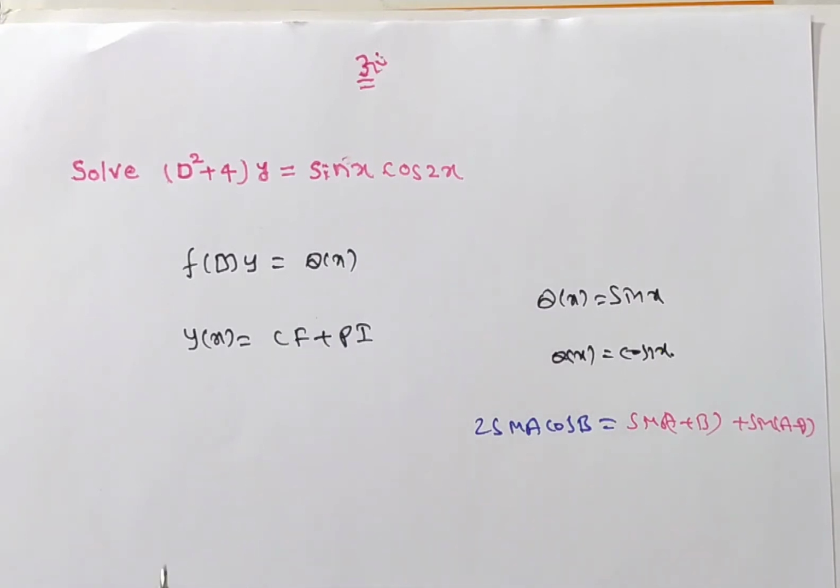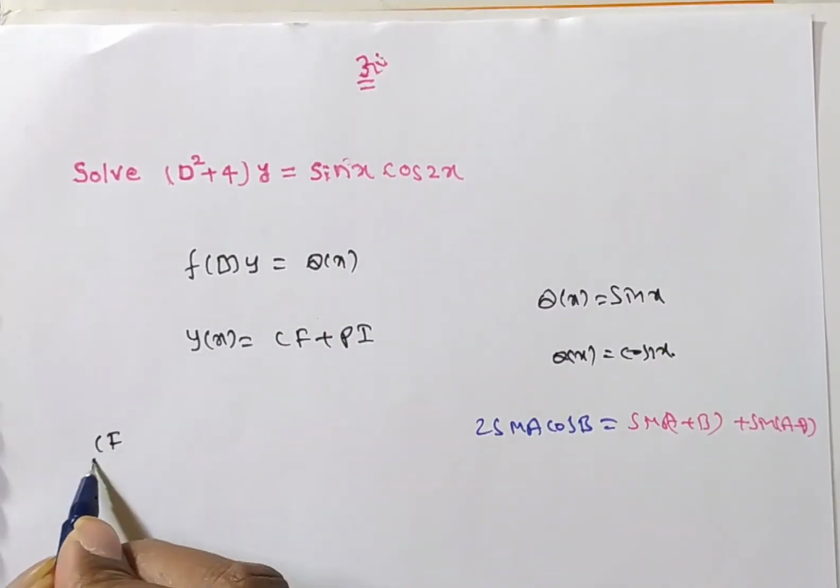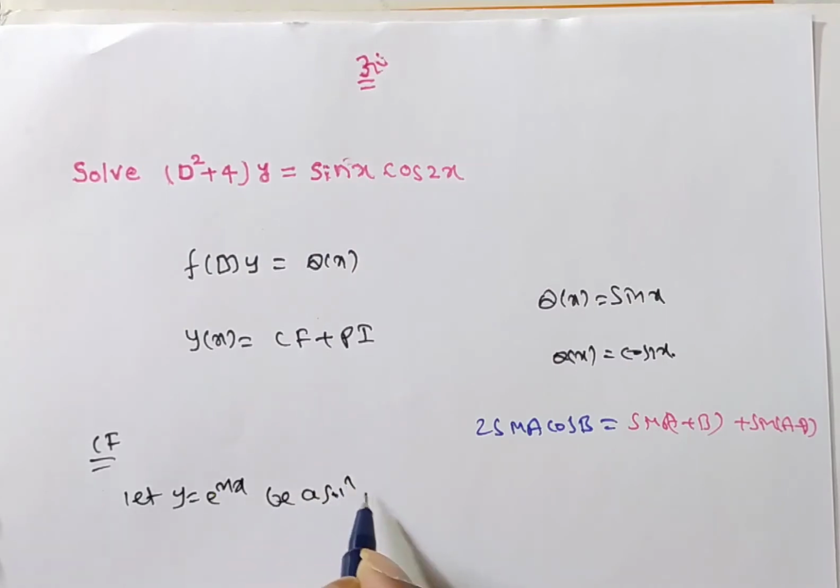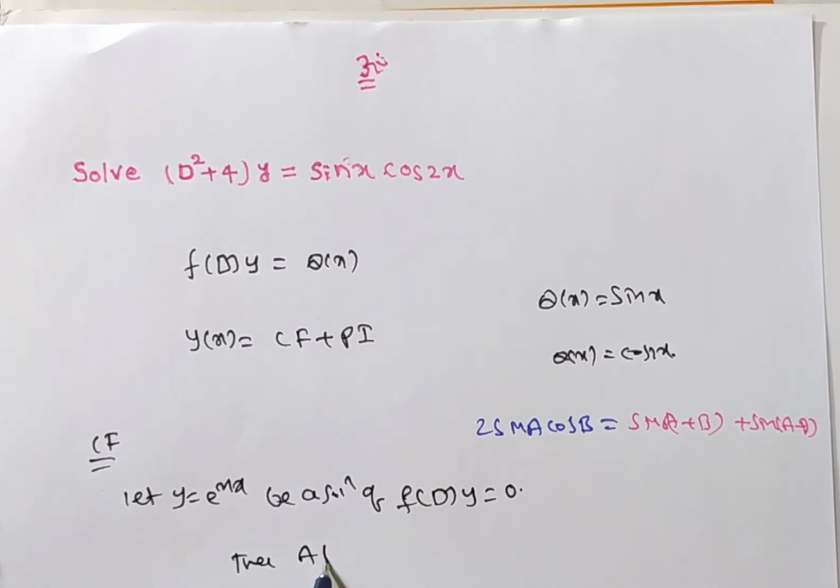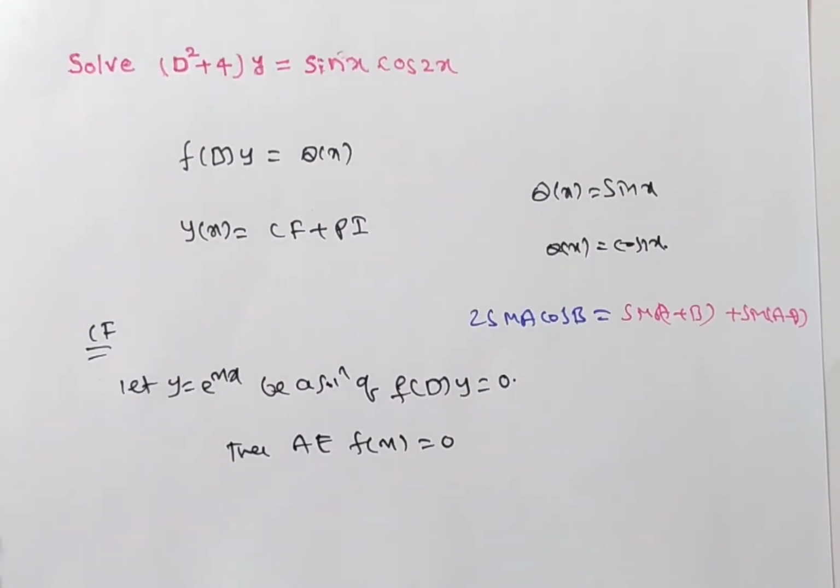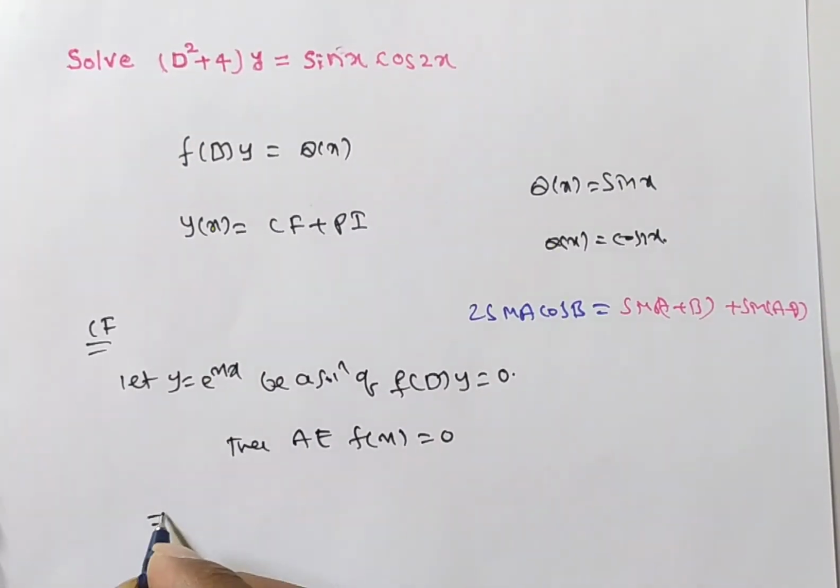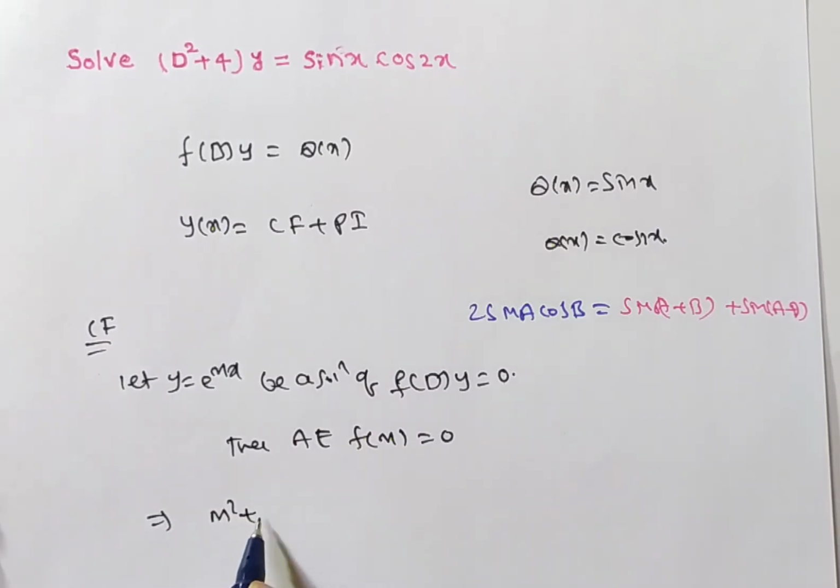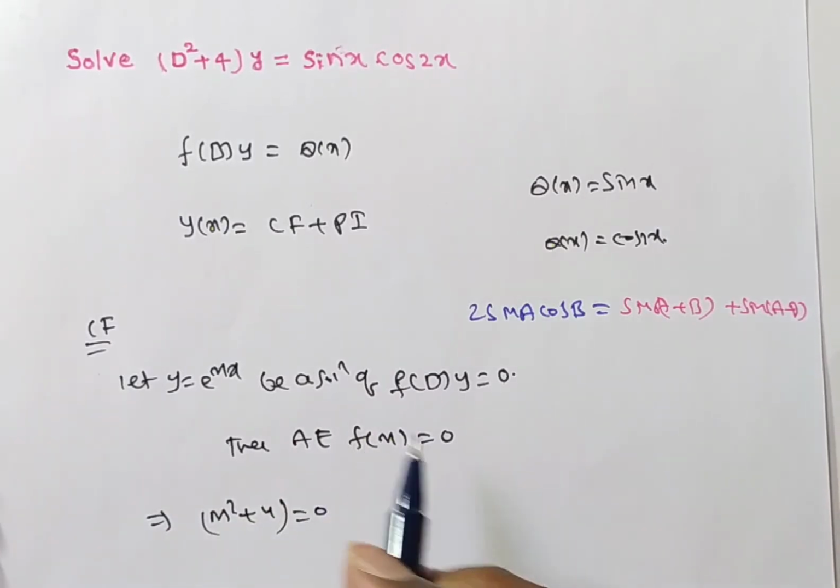Okay. Now finding the complementary function. How will we find the complementary function? Let y = e^(mx) be a solution of f(D)y = 0. Then we will have the auxiliary equation f(m) = 0. That implies f(m) is m² + 4 = 0. How you are getting this one, I am explaining.